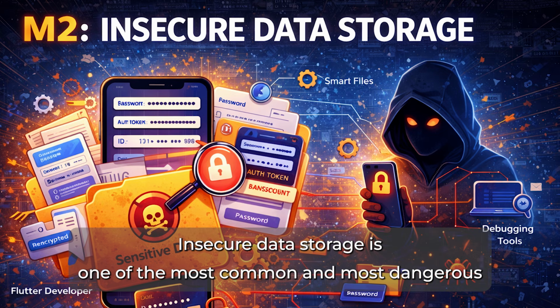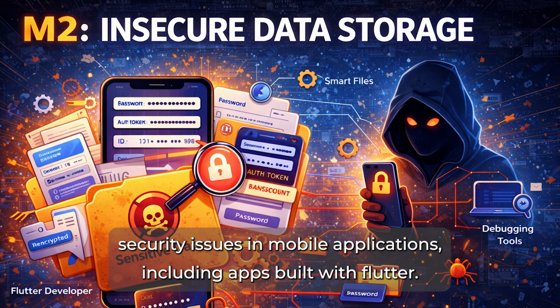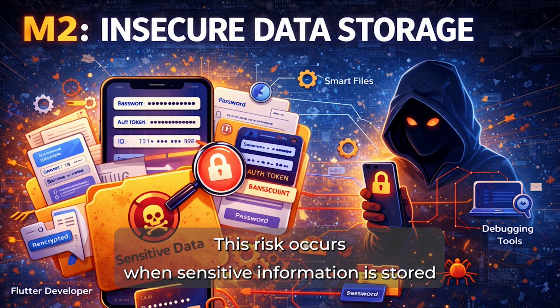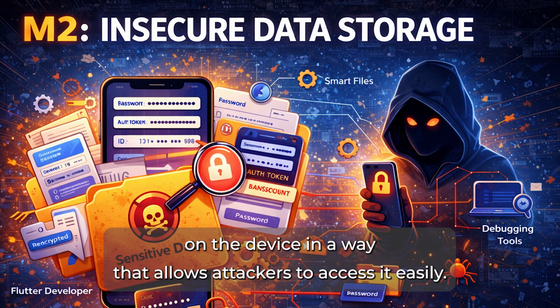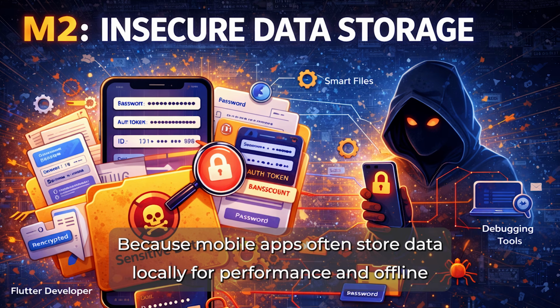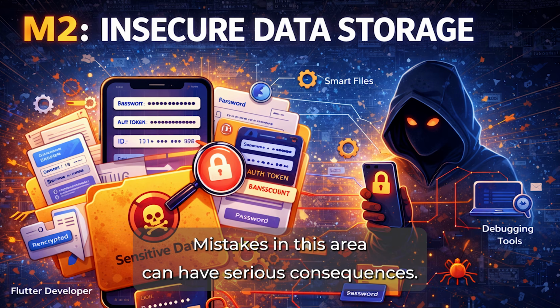M2. Insecure data storage. Insecure data storage is one of the most common and most dangerous security issues in mobile applications, including apps built with Flutter. This risk occurs when sensitive information is stored on the device in a way that allows attackers to access it easily. Because mobile apps often store data locally for performance and offline support, mistakes in this area can have serious consequences.